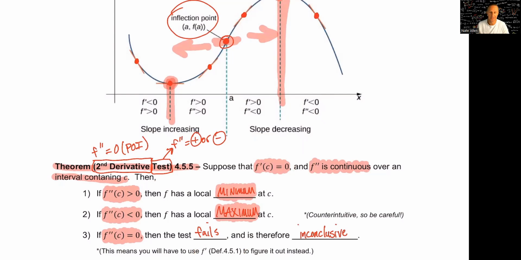You're just going to have to test some points to both sides of your critical value in your first derivative of that 0 to see whether it's increasing and then decreasing for a max, or decreasing to increasing for a min. Let's summarize all that. That's a lot of information.